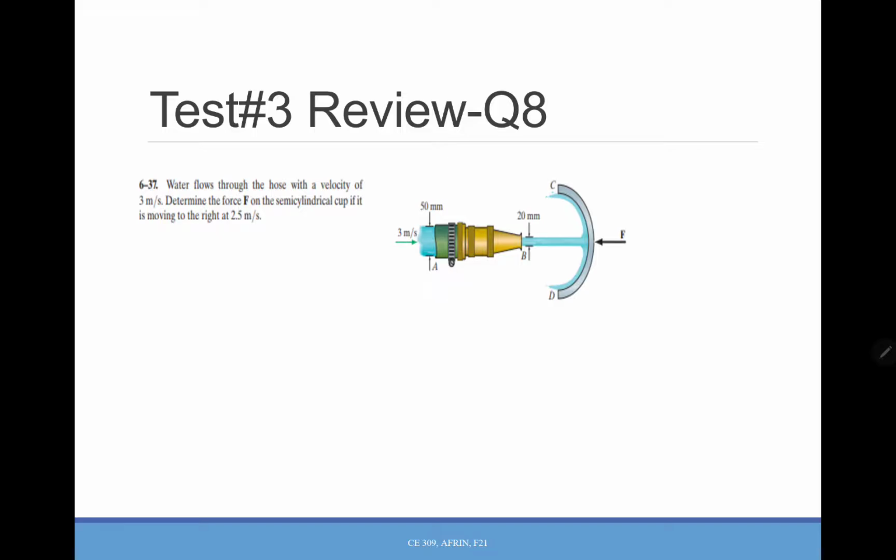Determine the force F on the semi-cylindrical cup if it is moving to the right at 2.5 meter per second. So this cup is actually moving to the right at 2.5 meter per second also. Now for momentum equation, we said that we will always draw two diagrams. One is the control volume and one is the free body diagram. So here the control volume will be like this one.